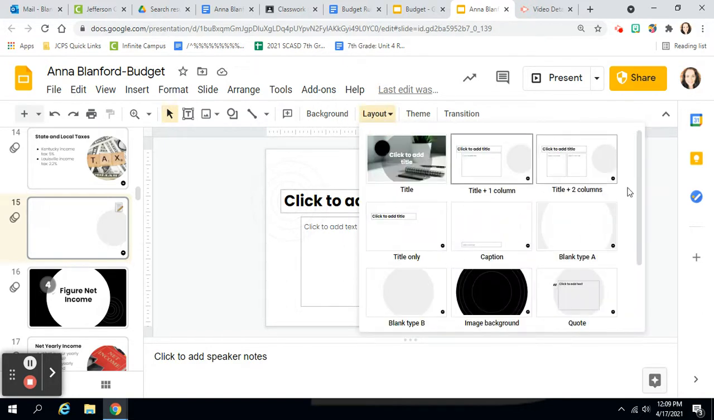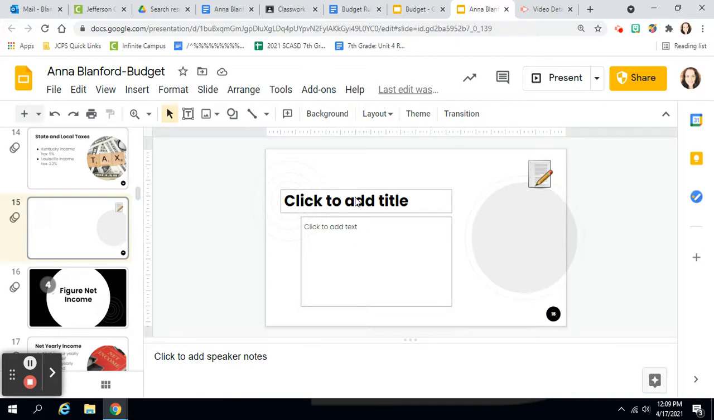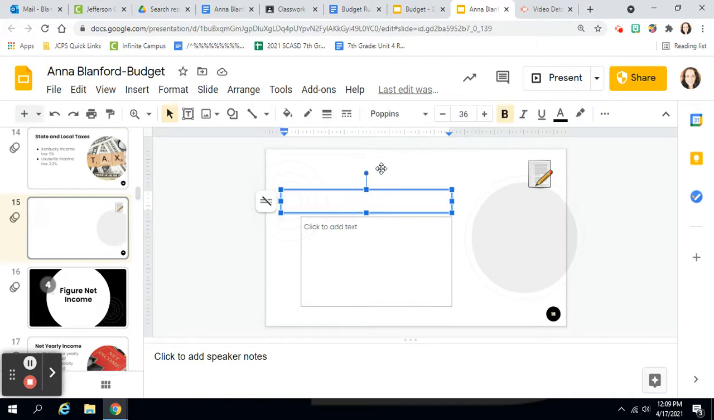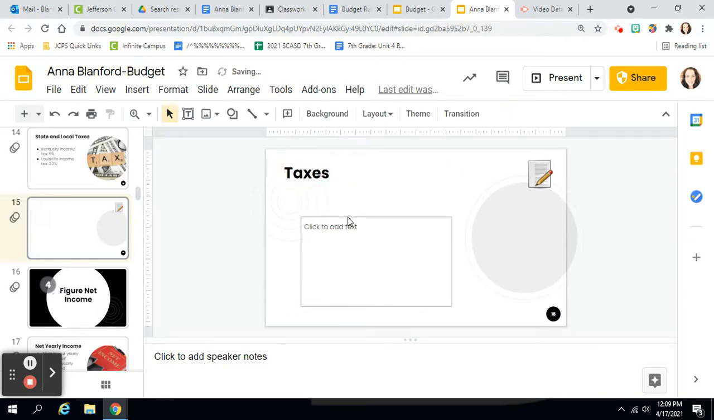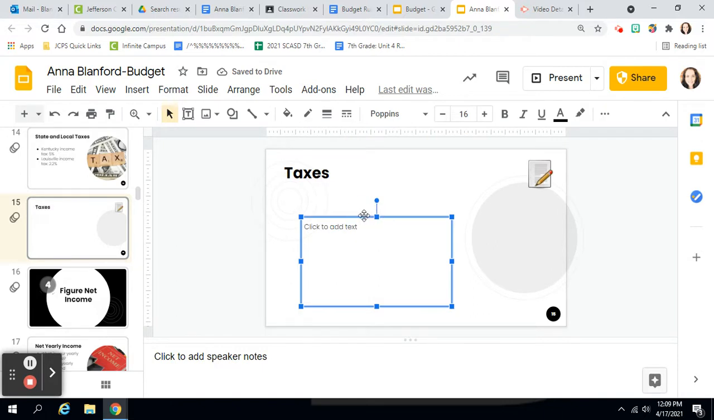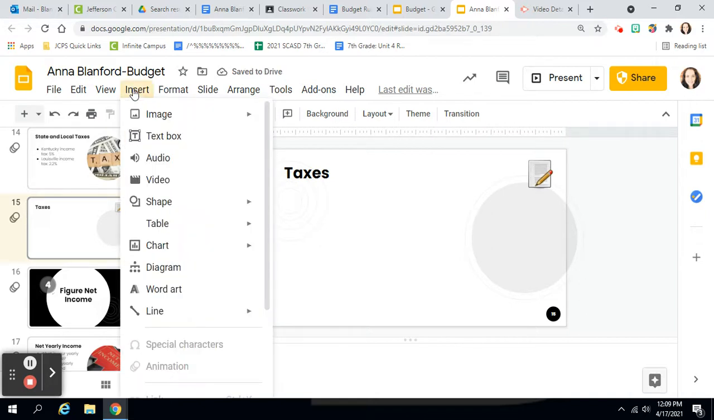Let's see if any layouts have a table in them. That's the first thing I might check. I see columns, but I'm not seeing tables, so I'm just going to create my own. First, I'm going to put this up here and say it's my taxes. I'm going to get rid of this, and now I'm going to insert a table. You could insert a chart too. You could actually do this in Sheets, insert the table and make a chart. It's up to you, but I'm just going to do a table.